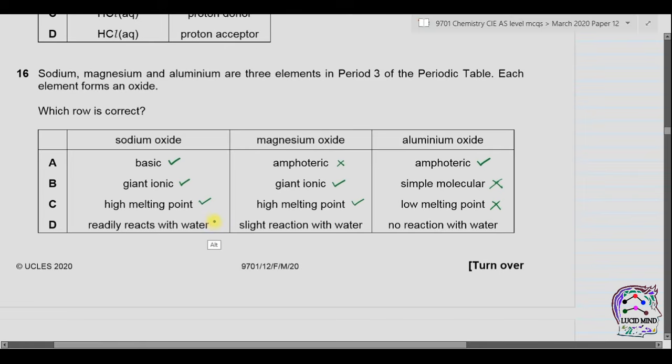Now the fourth point: sodium oxide readily reacts with water. Yes, it reacts with water and produces sodium hydroxide. Magnesium oxide, slight reaction with water. Yes, it is correct, and it forms magnesium hydroxide with water. Aluminum oxide has no reaction with water as it is stable to dissolution or reaction with H2O. So the answer is part D.